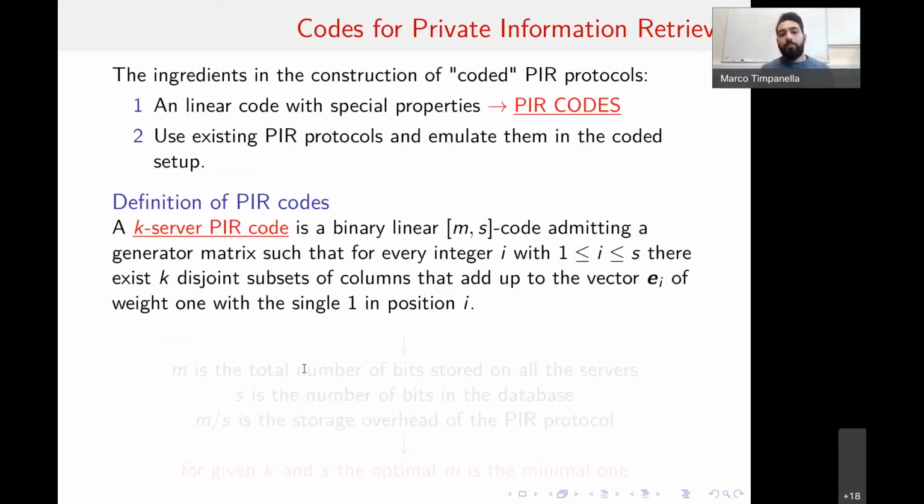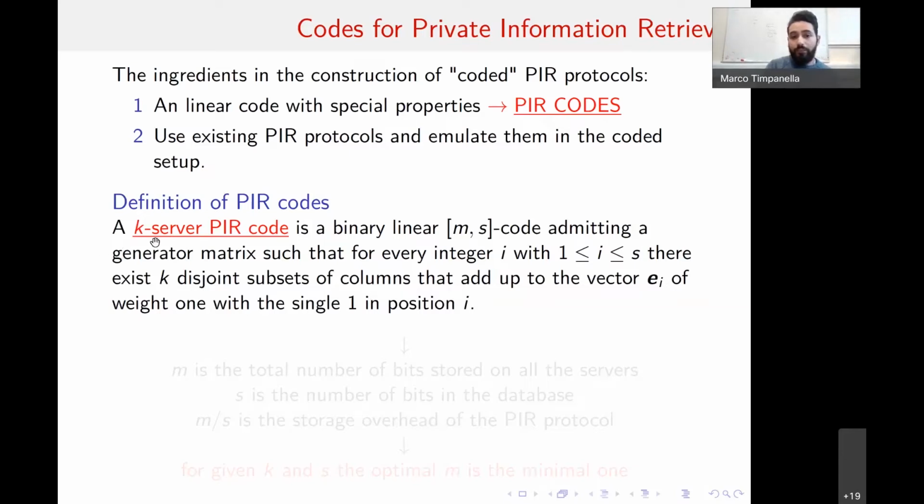In order to apply the approach of Fazeli, Vardy, and Yaakobi, two main ingredients are needed. First of all, we need a particular type of linear code, and these are the so-called PIR codes, codes for private information retrieval. And then we need a PIR protocol that must be applied on the encoded version of the database. From now on, I will only consider the first of these two ingredients, so I will focus on this class of linear codes. And here you can see the definition.